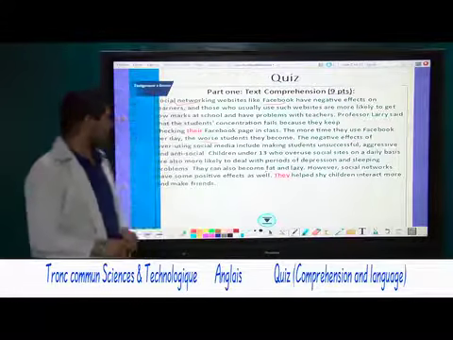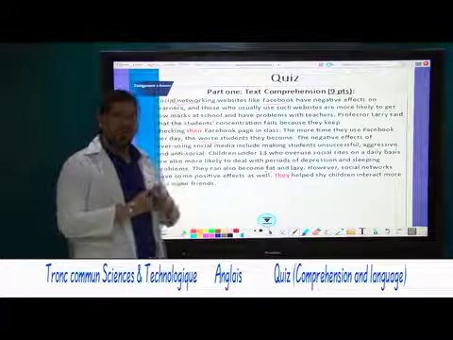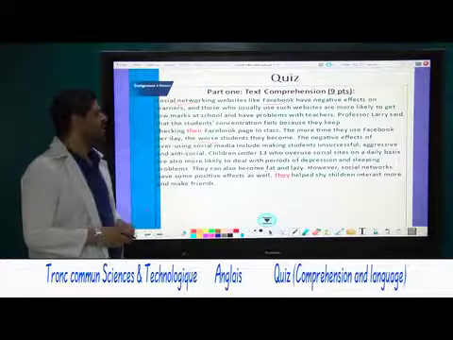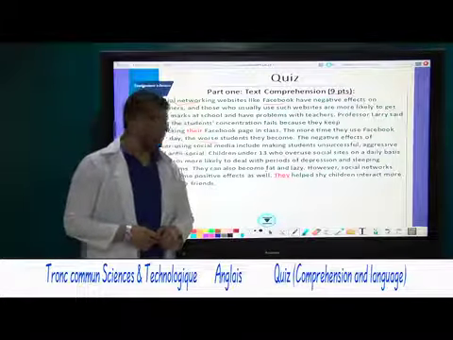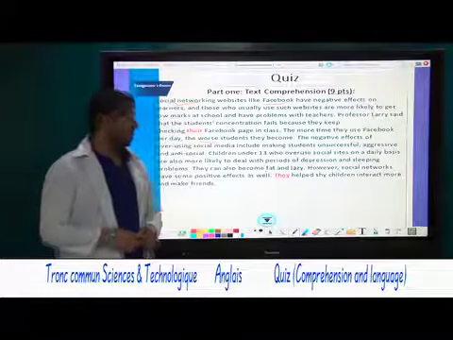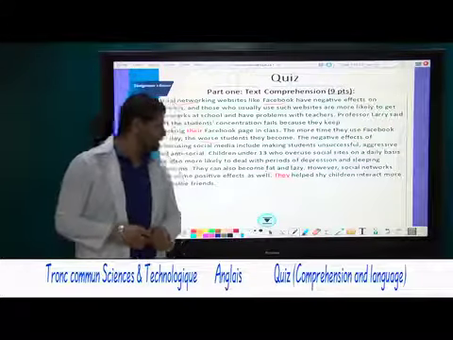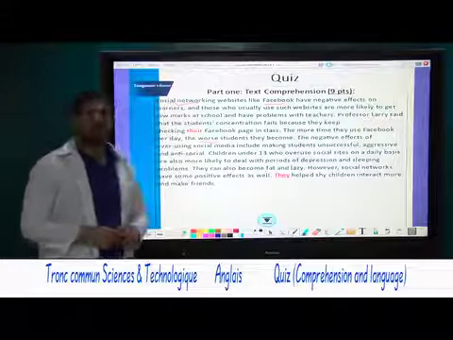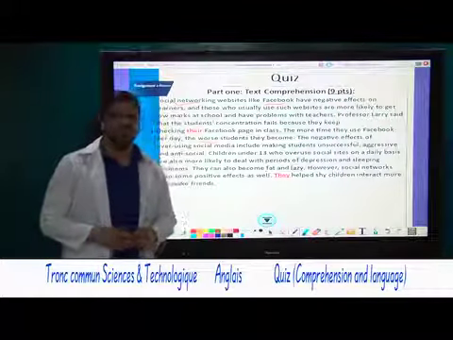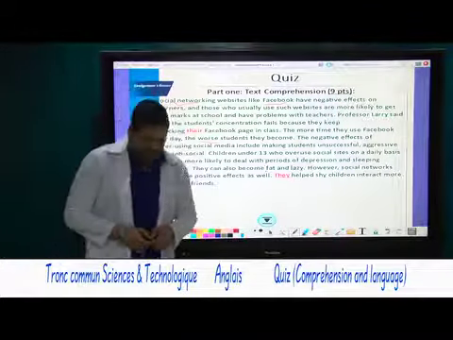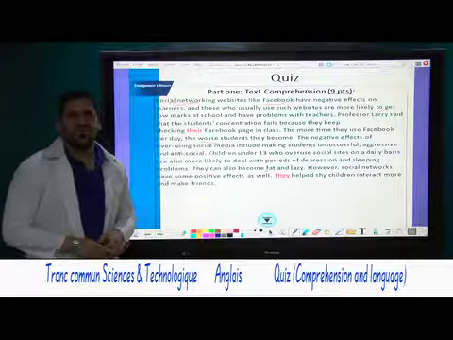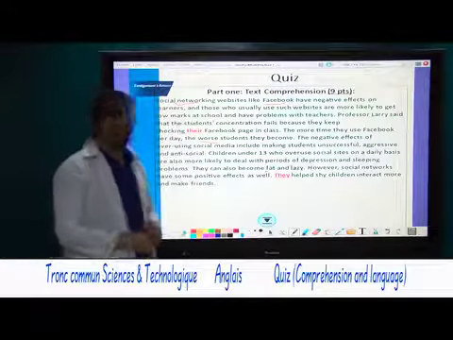However, this is another connector you should know. However, it's like but. Social networks have some positive effects as well. They help shy children interact more and make more friends. Of course, the word shy, somebody who can't talk to people, is shy. So with the use of Facebook, he can have friends online.